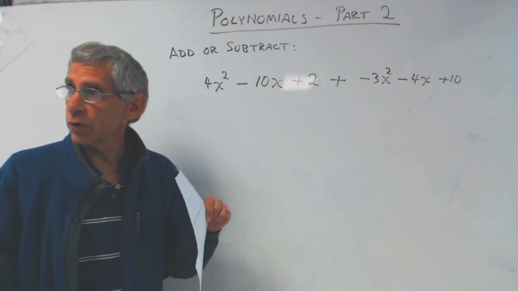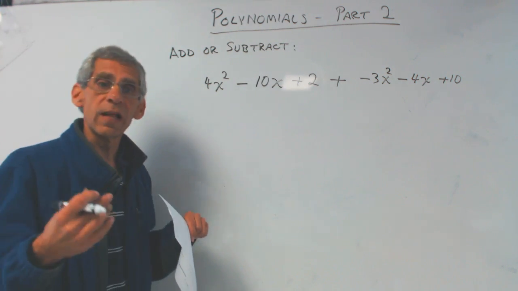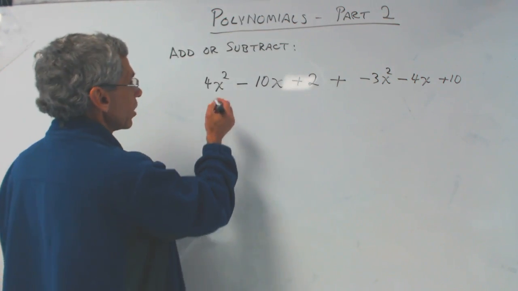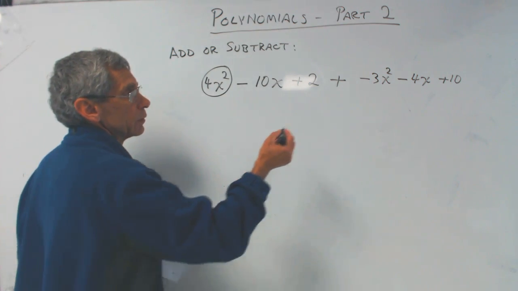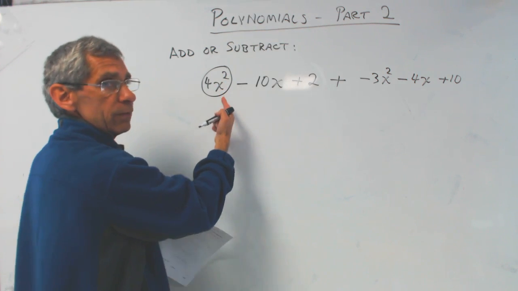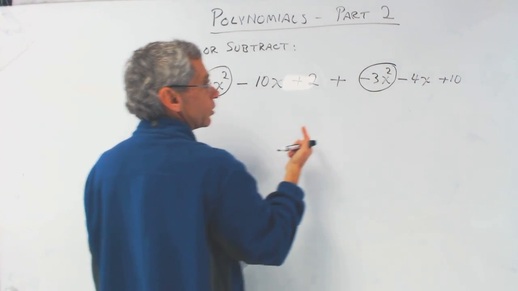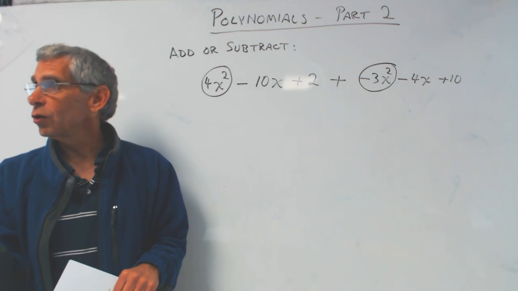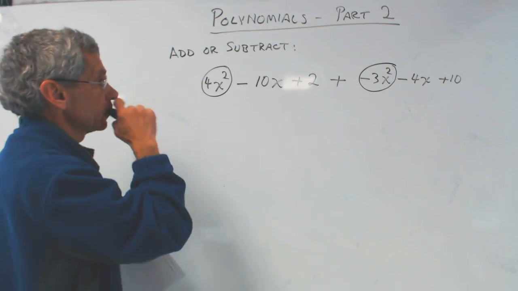So the goal is to first get rid of the parentheses. Now you have to combine like terms. So which are my like terms? 4x squared is like negative 3x squared. Yeah, these are the same. Those are like terms because they have x squareds. If it had x cubed, they wouldn't be like terms. If these two are both x squareds, they're like terms.